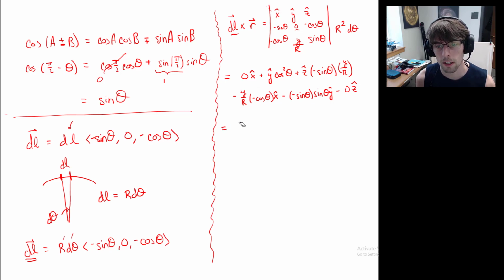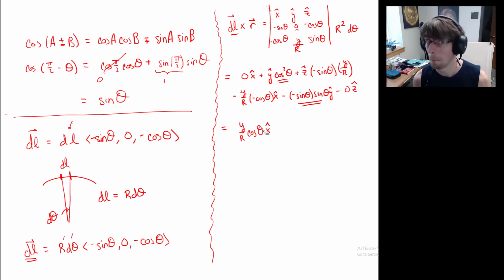I have something like y over r cosine of theta x hat. You notice for the y component, I have a cosine squared plus a sine squared. Nice. So I just get a plus y hat. And then the z hat component, I get minus y over r sine of theta z hat.